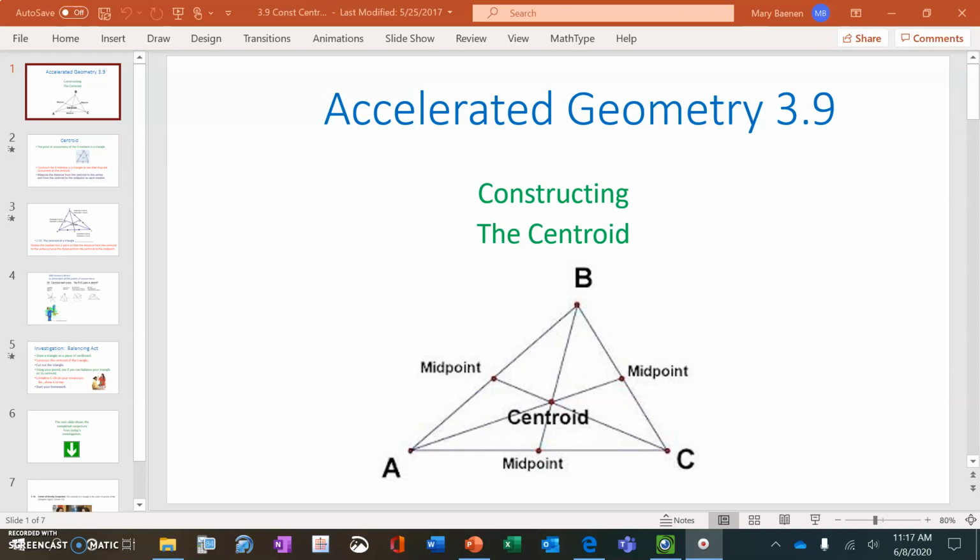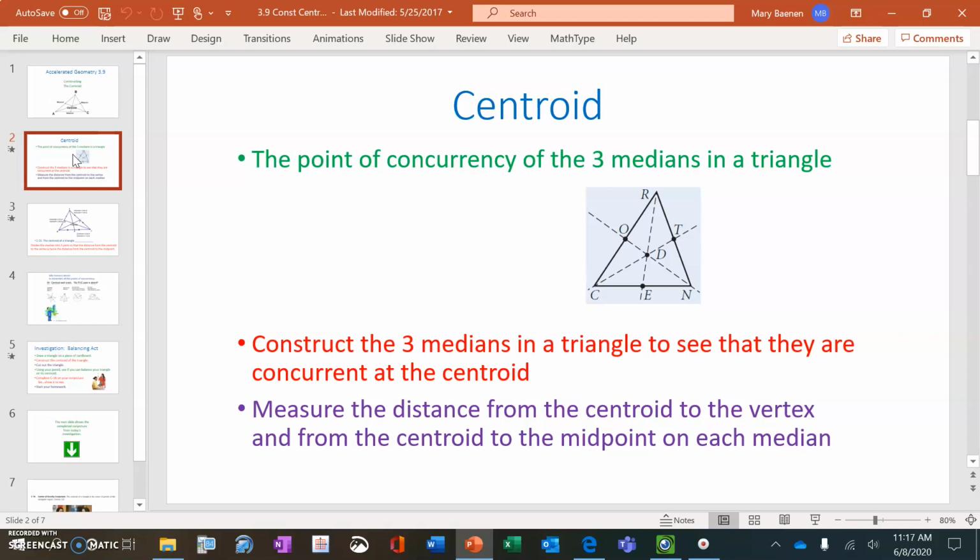This is Accelerated Geometry, Section 3.9, Constructing the Centroid. So this is our last point of concurrency. In Lesson 3.8, we constructed 3 points of concurrency, and now in Lesson 3.9, we are constructing our 4th and last. This point of concurrency is called the centroid.